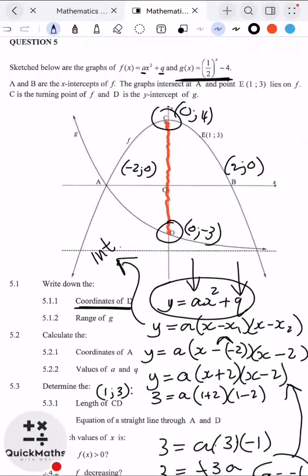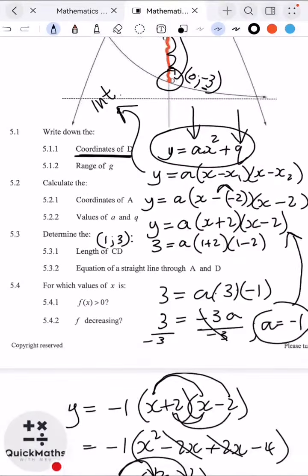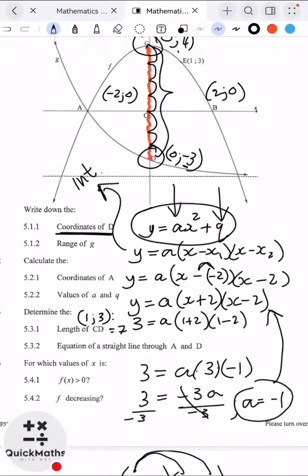Right, so if this is a nice vertical line, we don't have to use analytical geometry. We can just say, well, this had to go up 1, 2, 3, 4, 5, 6, 7. I had to go up 7 times for it to go from minus 3 to 4. So the length of CD is going to be 7. Okay, right. Let's clear some of this.